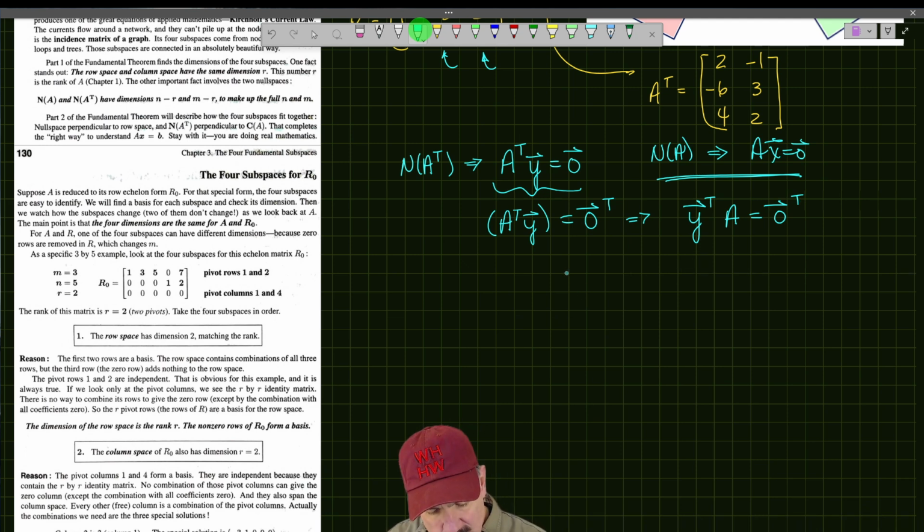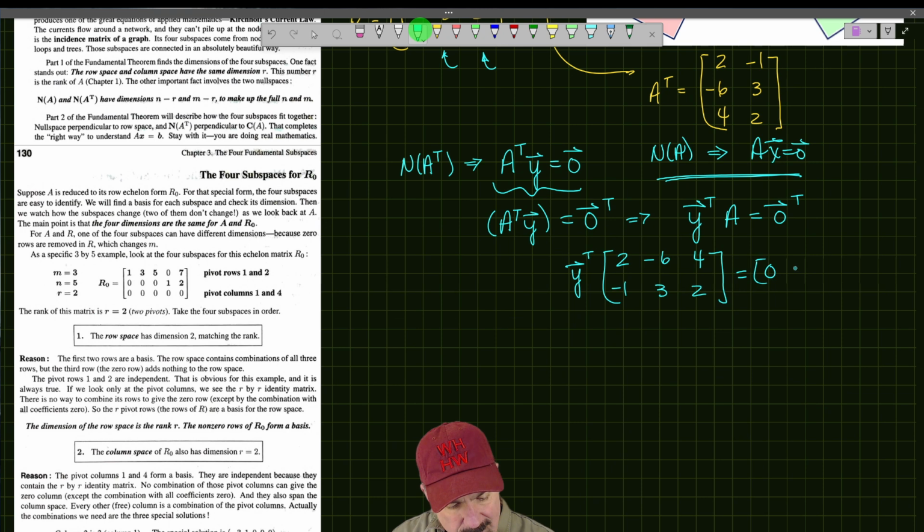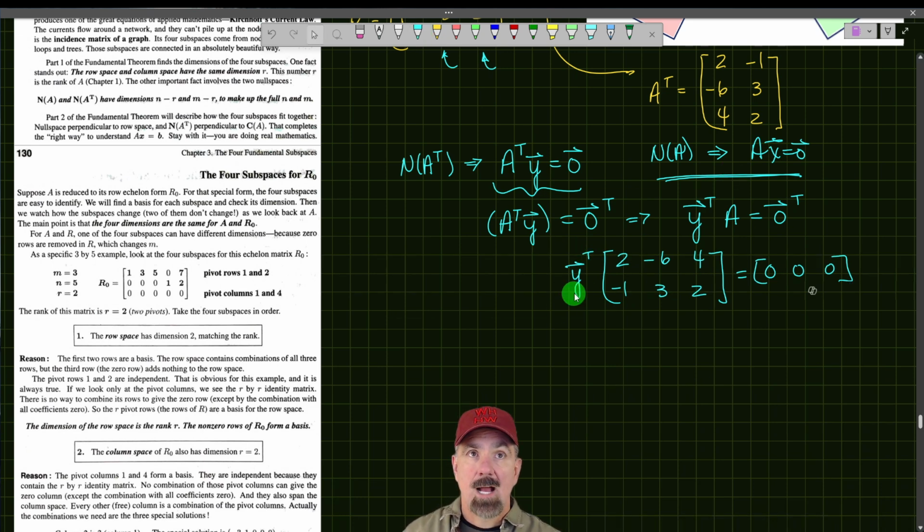Let's go back and look at our specific example. We have y vector transpose, which is being multiplied by 2, negative 6, 4, negative 1, 3, 2, and we're trying to get the 0 vector out of this. So this is why it's called left null space. I'm looking for the left multiplication solutions that are the null space for A, which turns out to be ultimately the null space of A transpose. So this multiplication on the left is why it's called left null space.